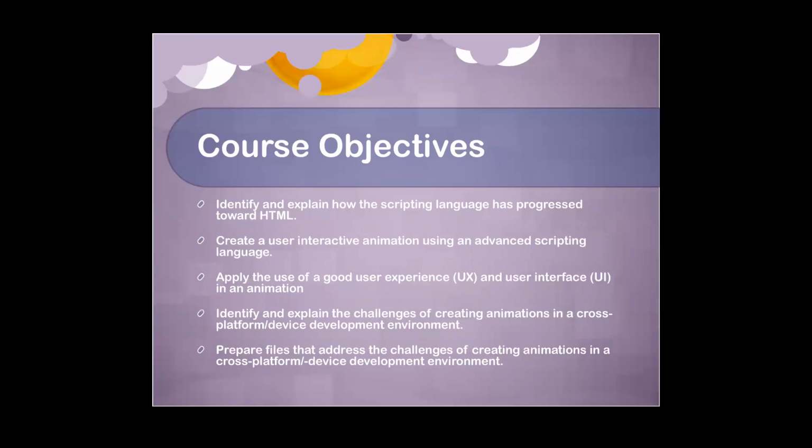And so just so you are clear, in this class, we differentiate between the scripting language called JavaScript and the coding of HTML. HTML is hypertext markup language, and so technically it's not a scripting language, but JavaScript is, or ActionScript is. We'll talk about the difference between ActionScript and JavaScript later. Number 2, create a user interactive animation using an advanced scripting language.